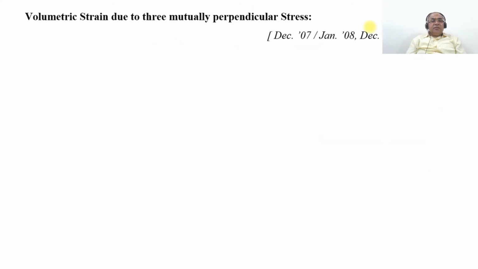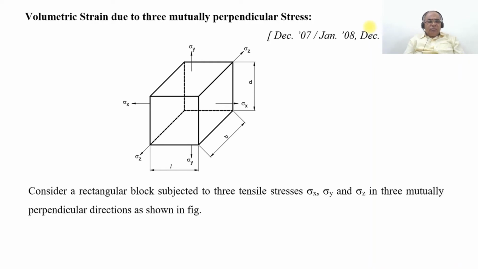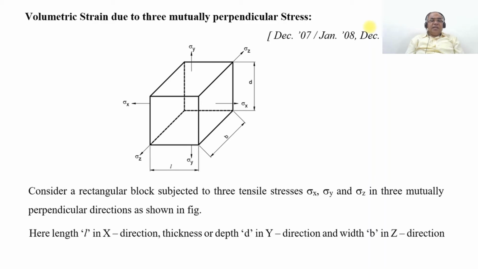So what is the total volumetric strain due to the three mutually perpendicular stresses? Here again, consider a rectangular block subjected to three tensile stresses, sigma x, sigma y and sigma z, in three mutually perpendicular directions, as shown in the figure. The volume is L into B into D, where L is the length in the x direction, B is the breadth in the y direction, and D is the depth in the z direction.